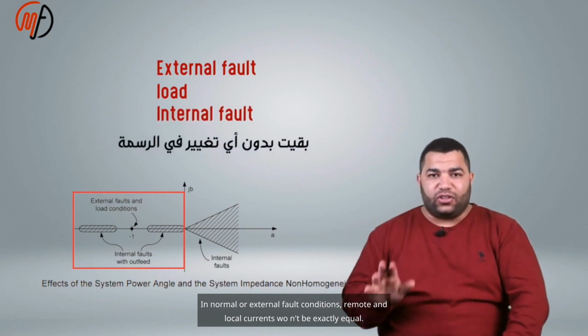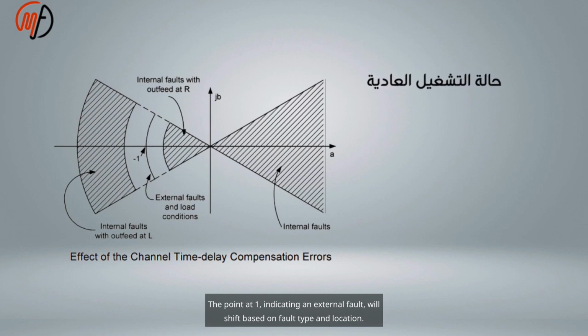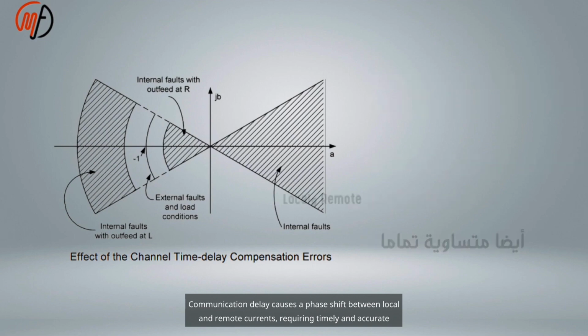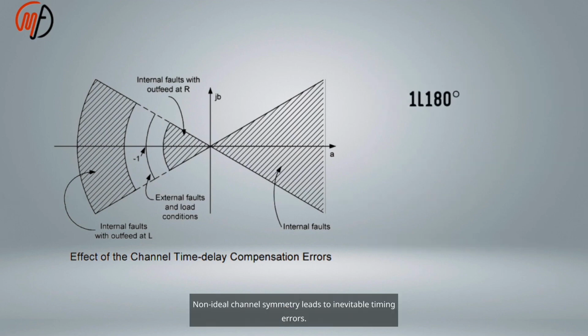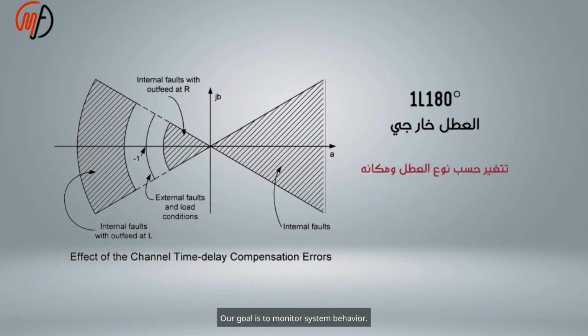In normal or external fault conditions, remote and local currents won't be exactly equal. The point at -1 indicating an external fault will shift based on fault type and location. Communication delay causes a phase shift between local and remote currents, requiring timely and accurate arrival. Non-ideal channel symmetry leads to inevitable timing errors. This delay compensation error expands load and fault areas. In the worst case, combined angle errors from impedance and delay alter the final shape, widening internal fault angles. Our goal is to monitor system behavior.